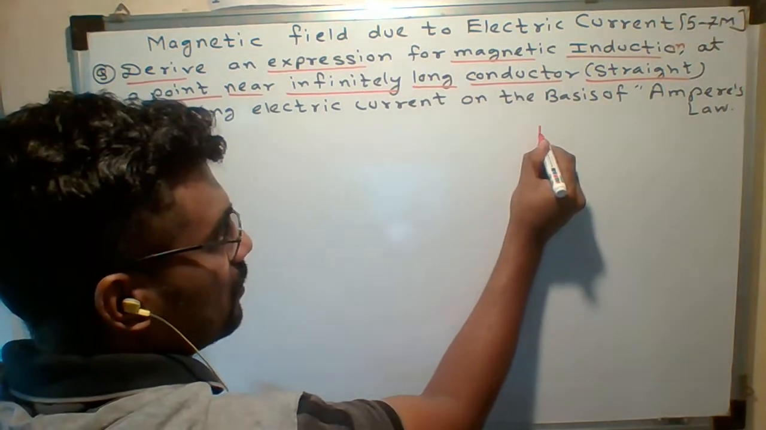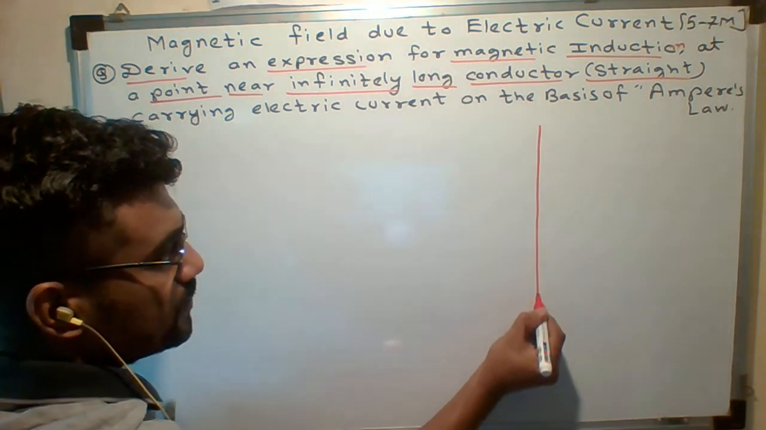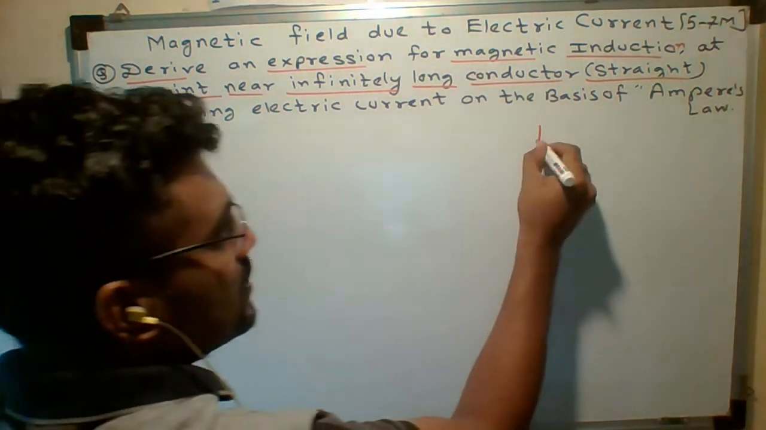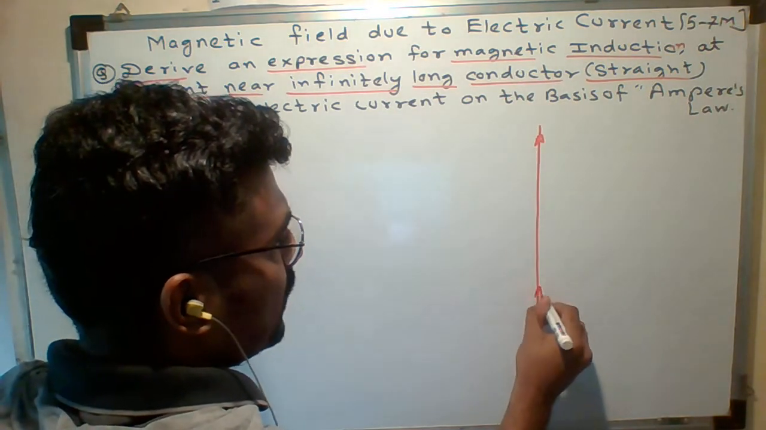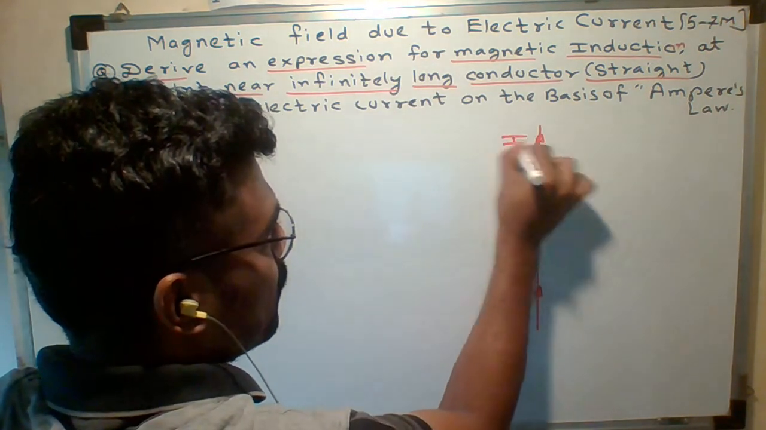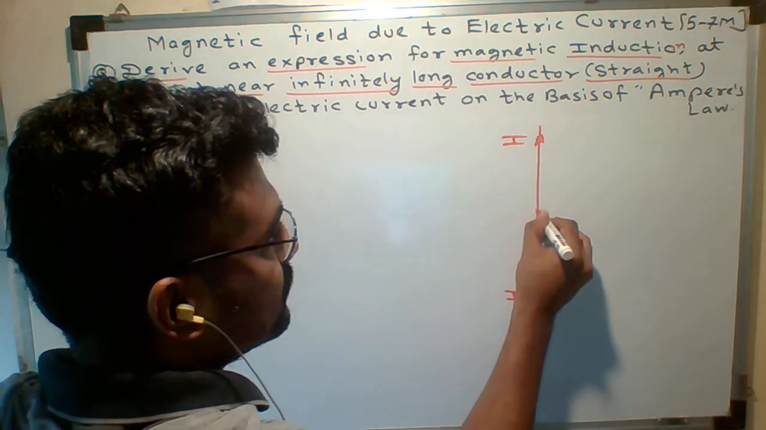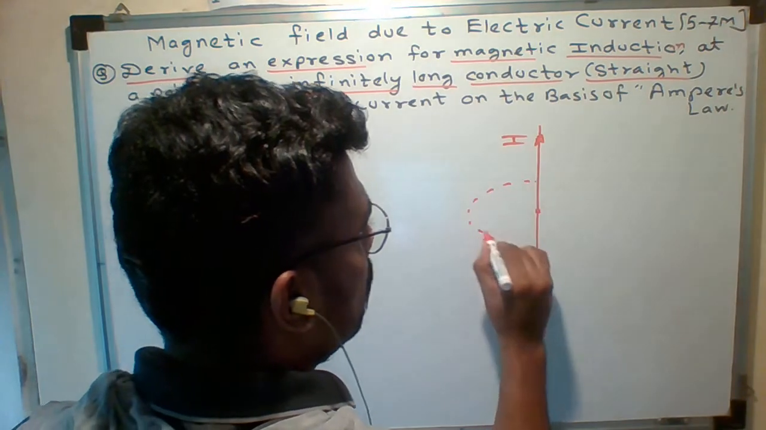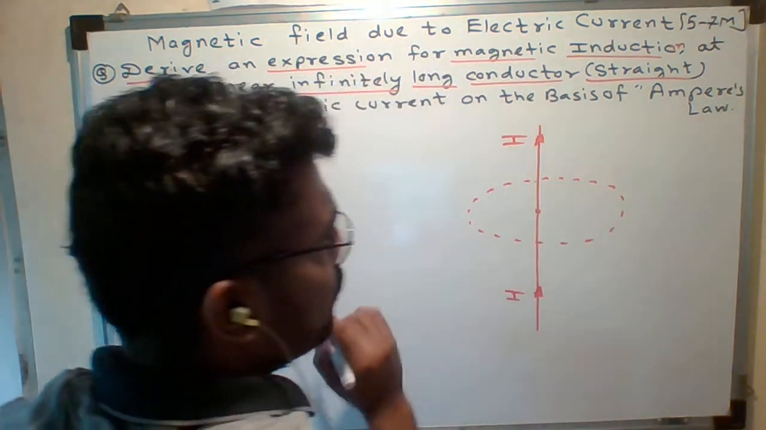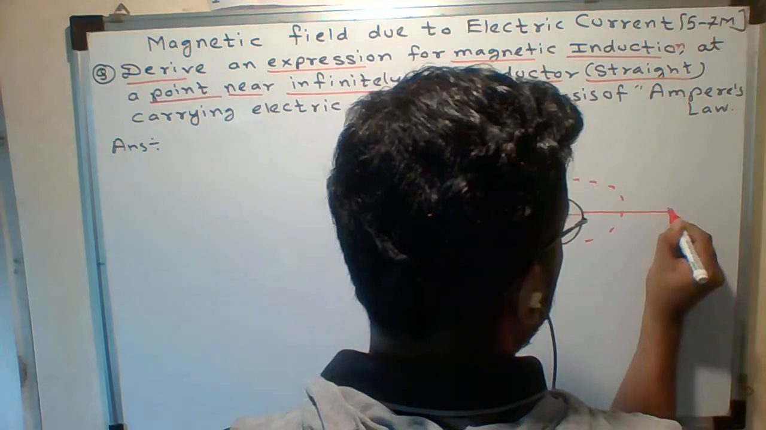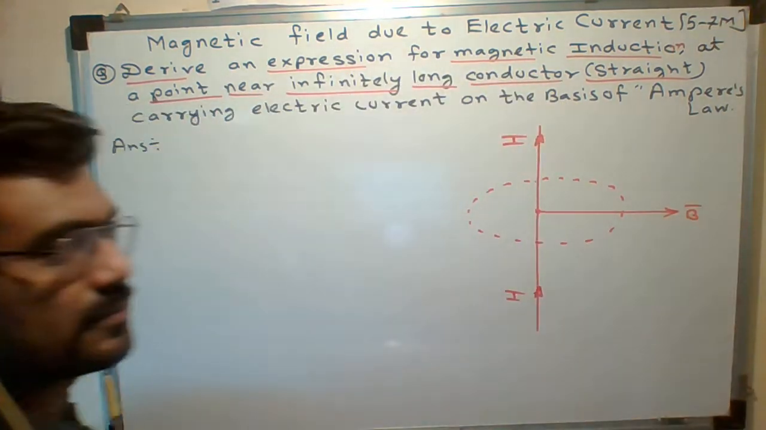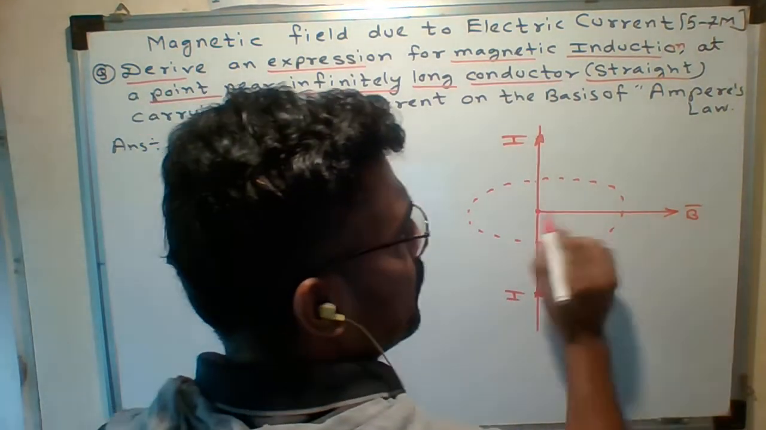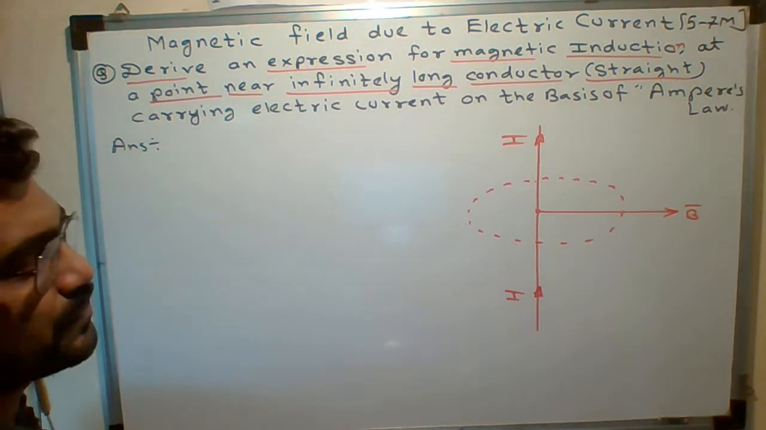So if I draw a long conductor, then how much current is flowing through the conductor? You know that: current I is flowing. And due to current, as we know, a magnetic field is generated. Let us take the direction of the magnetic field here, B1. Due to this phenomenon, the direction of this magnetic field will be like this.